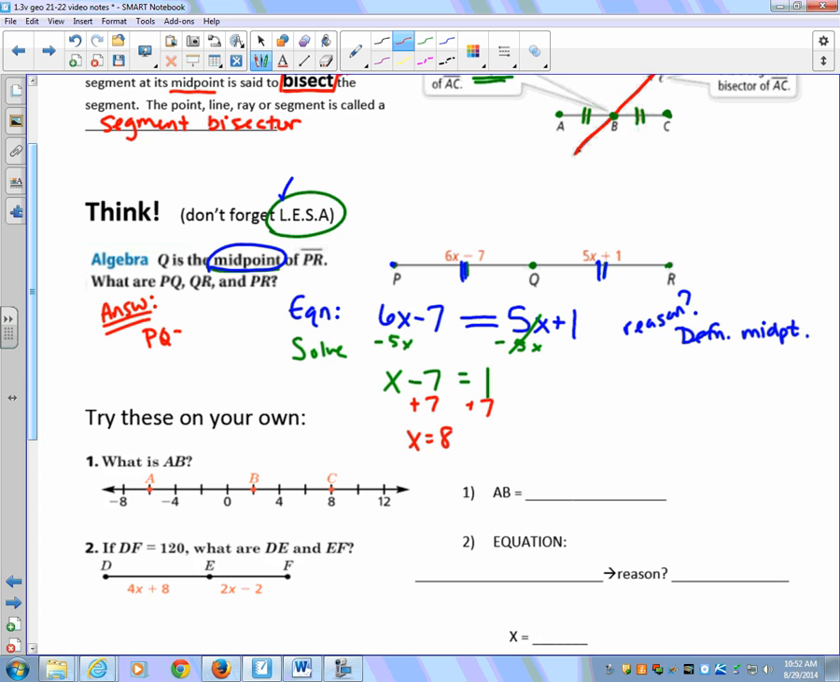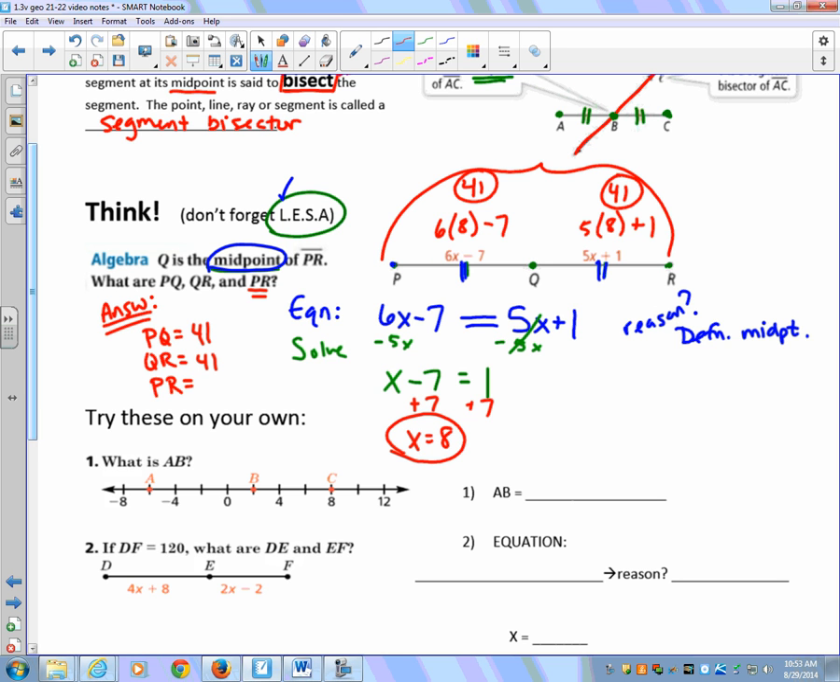PQ, QR, and PR, we need to plug in 8 into what we know here. So 6 times 8 minus 7, 48 minus 7 is 41. And 5 times 8 plus 1 is 40 plus 1 is 41. So we have 41 and 41. They ask us PR, that's the whole length. Segment addition postulate tells us PQ is 41, QR is 41. Altogether, it must be 82.